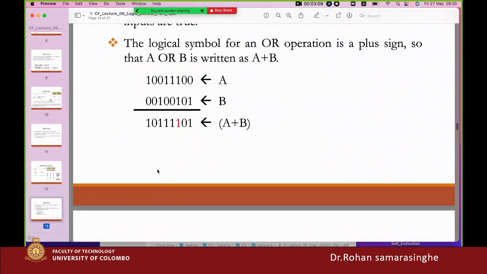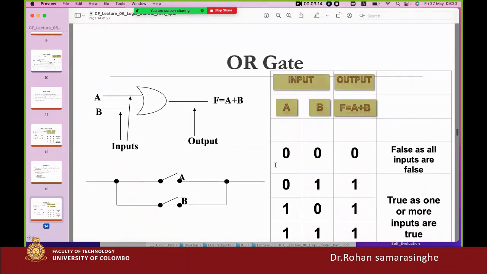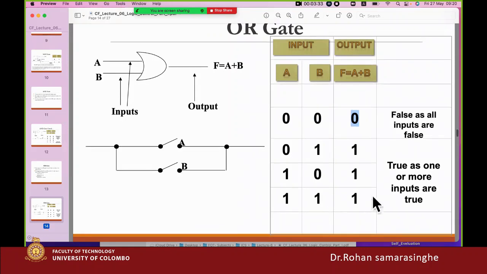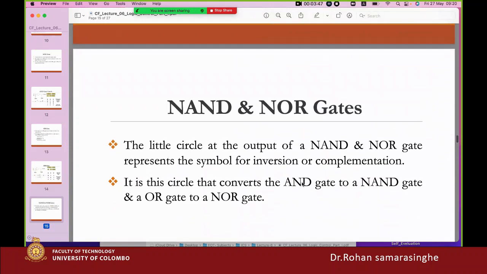OR gate is also simple. In the OR gate, if one input is true, the output is true. Here you can see if both inputs are false, that is 0, 0, the output is false. Otherwise, it is true. This can be indicated as A plus B. 0 plus 1 is 1, 1 plus 0 is also 1, 1 plus 1 is also 1.